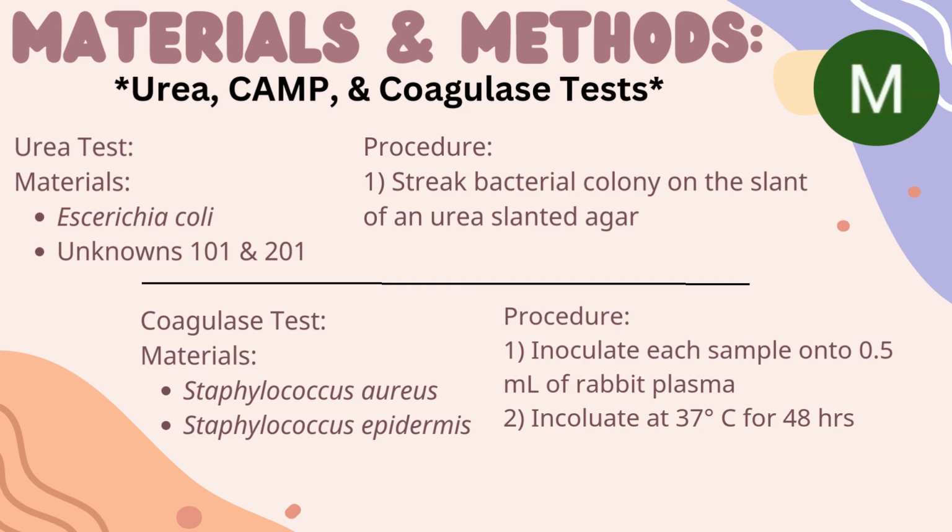For the urea test, we streaked a colony of E. coli, unknown 101, and unknown 201 onto the slant of a urea slanted agar. For the coagulase test, we inoculated each sample of Staphylococcus aureus and Staphylococcus epidermidis onto 0.5 milliliters of rabbit plasma. Then we left it to incubate for 48 hours at 37 degrees.